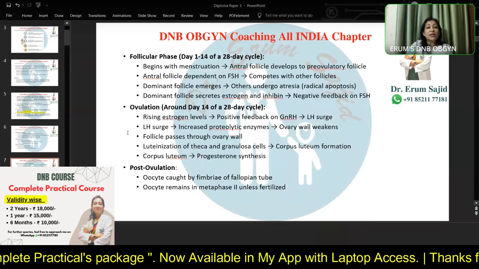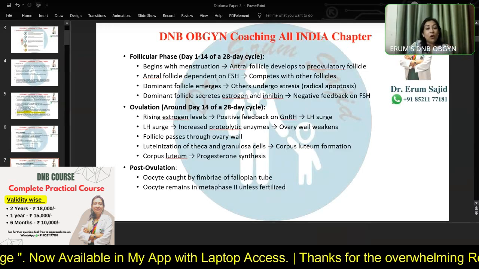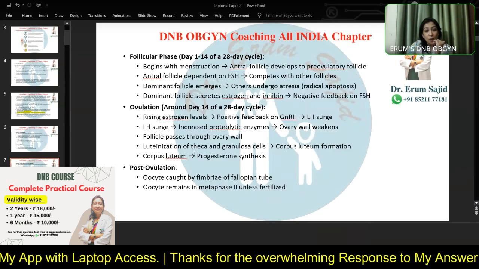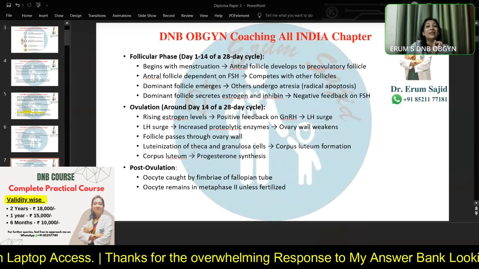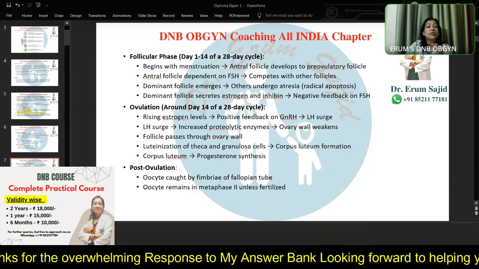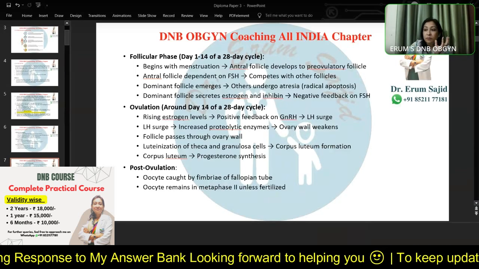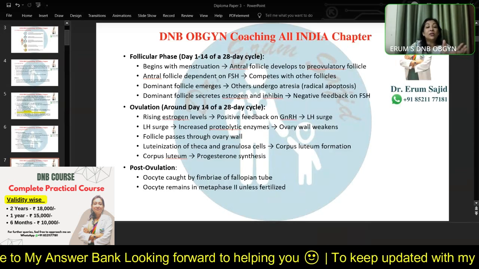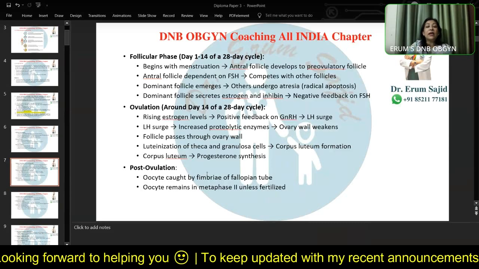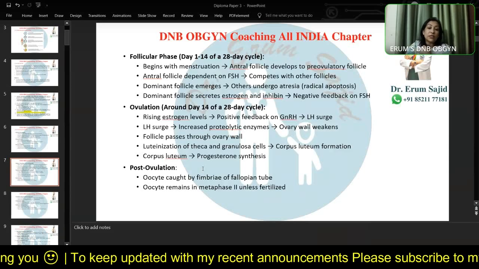Because of the LH surge, there are more proteolytic enzymes, the ovary wall weakens, and the follicle passes through the ovary wall. Once the dominant follicle is released, the remaining part of the ovary, the theca and granulosa cells, undergo luteinization and form a corpus luteum, which will bear the pregnancy if it so happens. And of course, post-ovulation, the oocyte is caught by the fimbriae of the fallopian tube, and it remains in metaphase 2 unless it is finally fertilized.